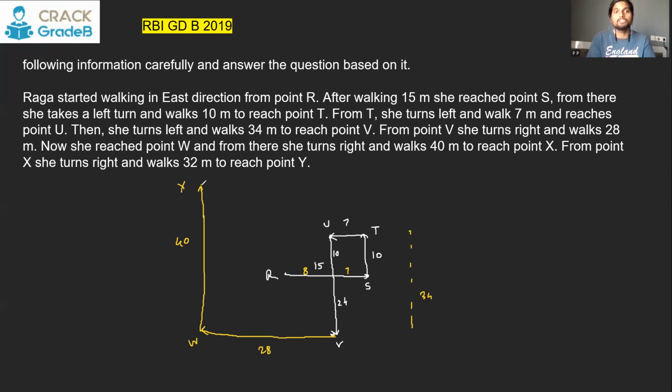From there she is going to go 32. 32 means how much? As we know, this much is only 28. So 28 plus 4. Plus 4 means somewhere here she'll reach. This 28 plus the extra 4. So this is going to be the final point where she reaches, and that point is Y. This distance is 32. Let us try to answer the question based on this.